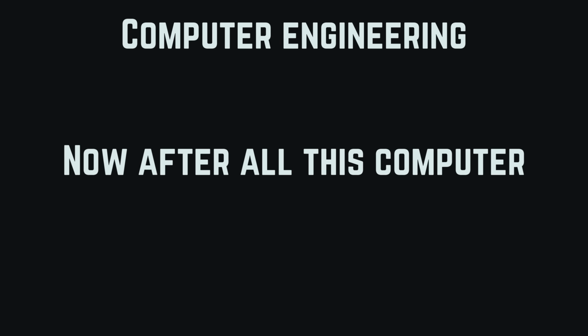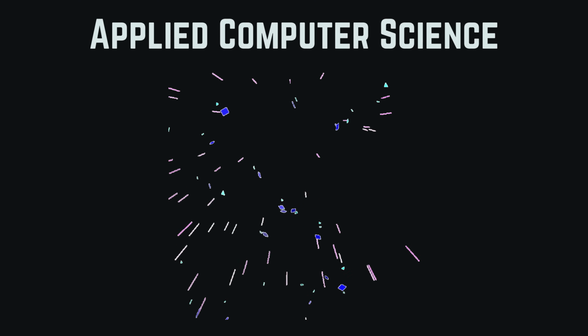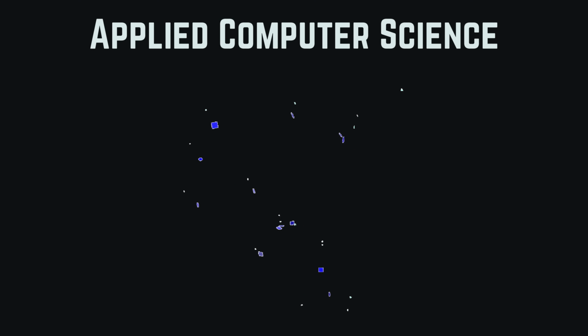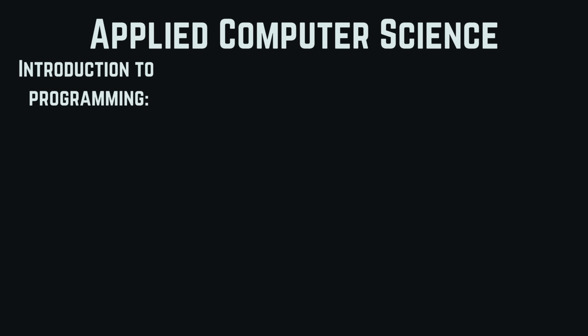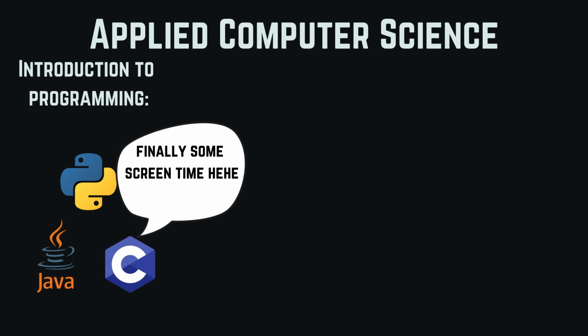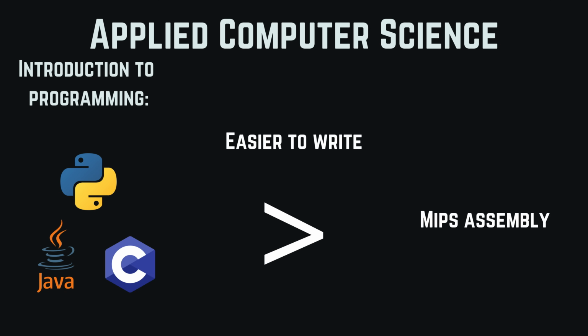Now, after all this computer engineering, we finally go to the long-awaited applied computer science. So the first course in this section will be Introduction to Programming. And now you guys can finally make your entry. With these programming languages, we can finally write code that's easier to read and work with than assembly.